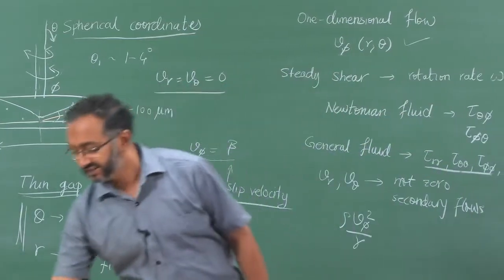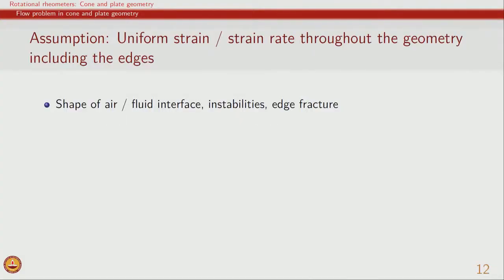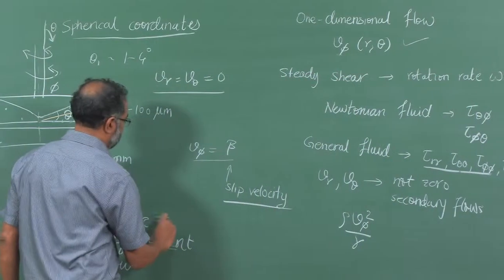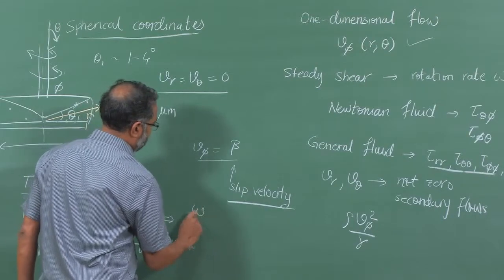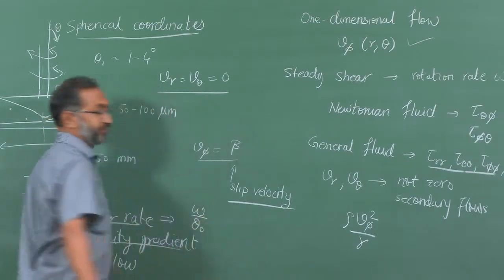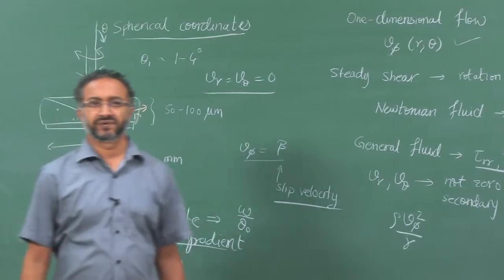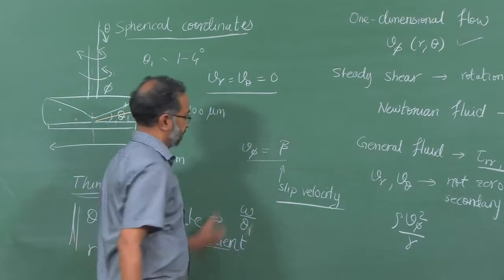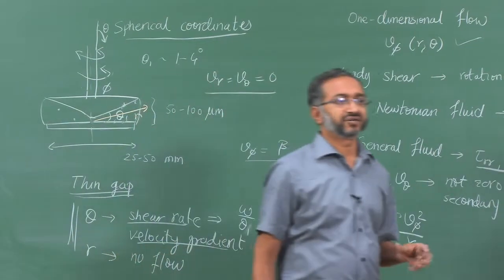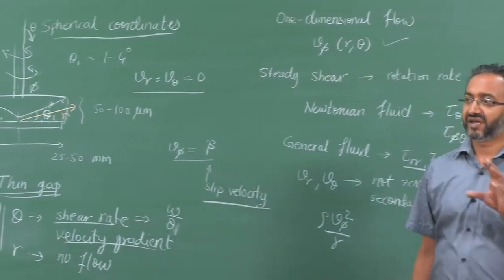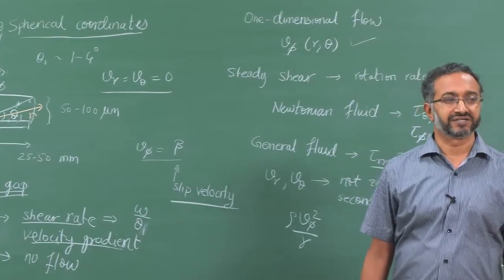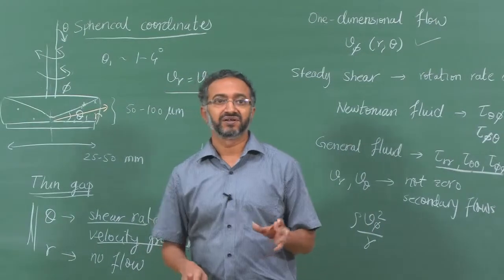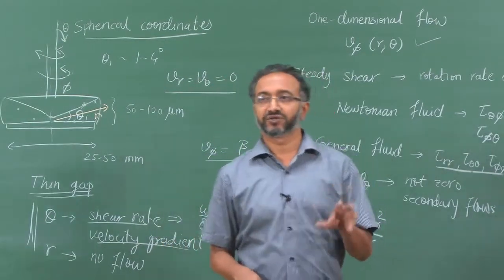So, the shear rate in this case can be shown to be equal to, so the strain rate will be equal to omega by theta naught, theta 1. Therefore, it is related to just the geometrical features and the instrument operating condition. It is not a function of position, it is not a function of which location you are in the geometry.